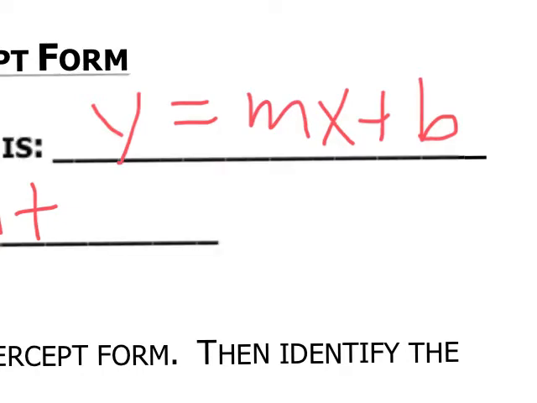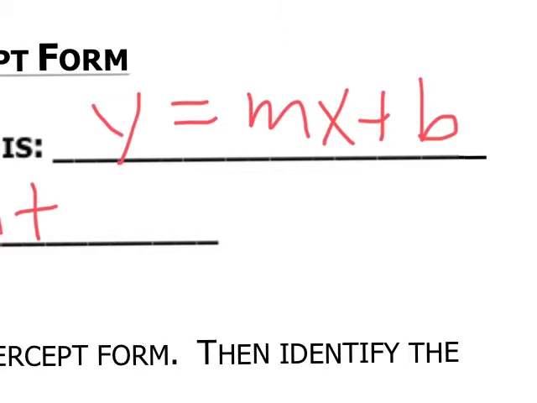Okay, so what do we think? Yep. Sydney? M is the one with the variable and B is the one without. Okay, so M is always going to be beside X. B is always going to be by itself. So as soon as I have Y all alone on one side of the equal sign, I can identify M and B based on what is where.